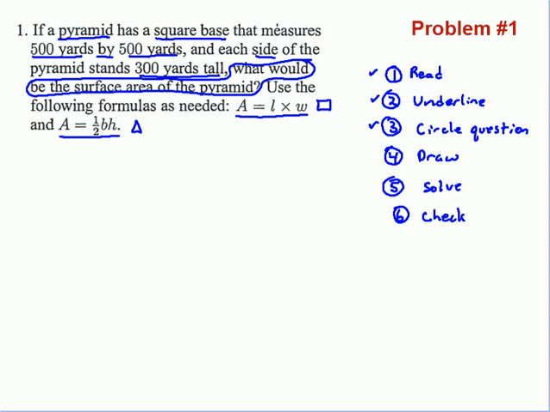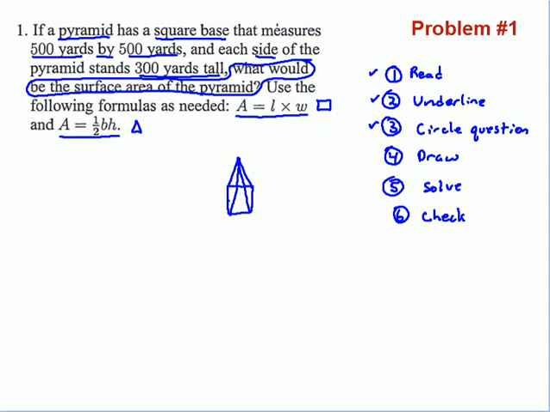Let's begin by drawing out our problem. Now, I am not a terrific artist, but I'm going to attempt to draw a pyramid with a square base. Alright, so there is the beginning of my pyramid. See how this looks when I'm done. It's going to look terrible, but that's okay. We know that it's a pyramid and it has a square base.